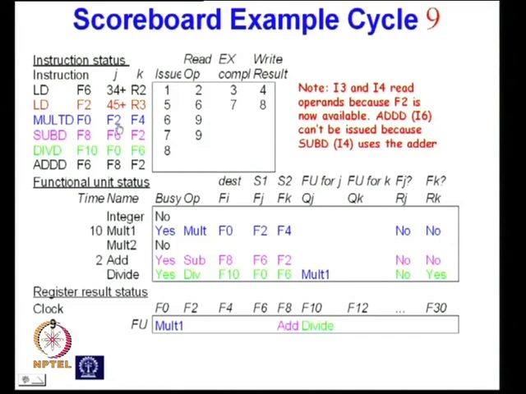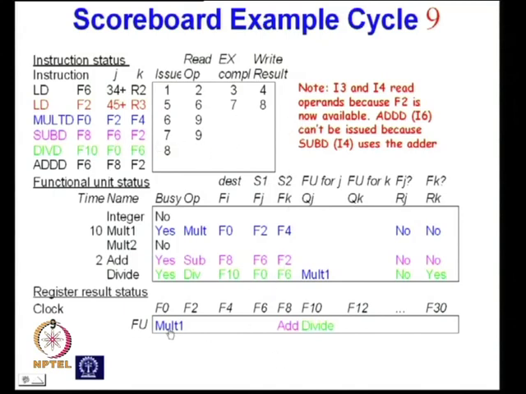So, earlier F2 was not available till the 8th cycle, but in the 8th cycle the write back operation has been completed and the operands are now available. You can see both these instructions, where F2 is the source operand, are now reading their operands. So, they will go to the second stage of the pipeline, that is read operands, and the SUB.D, yes, both of them will do that.